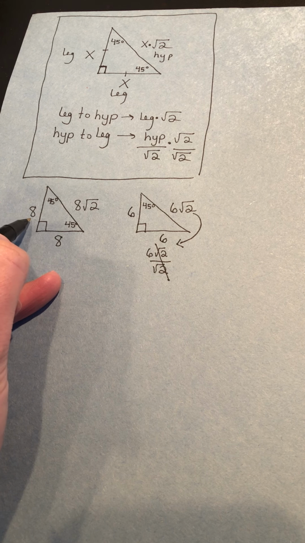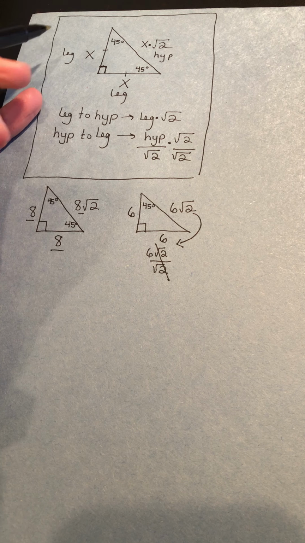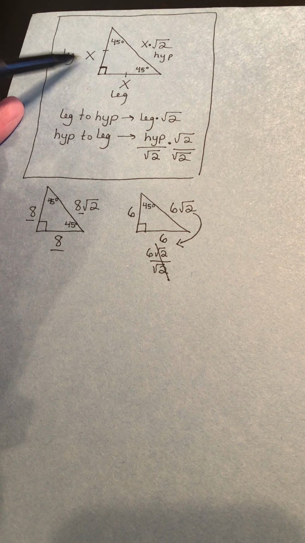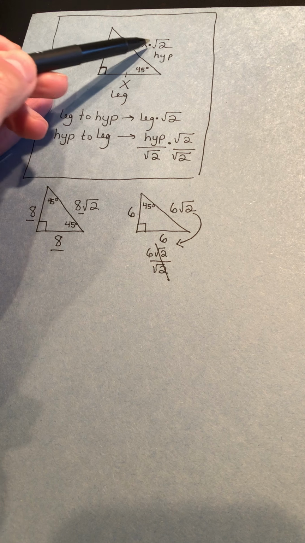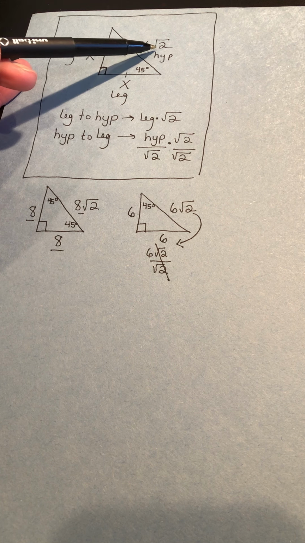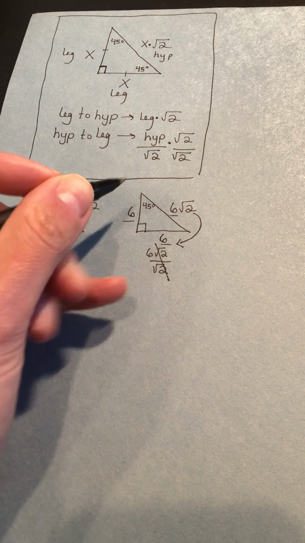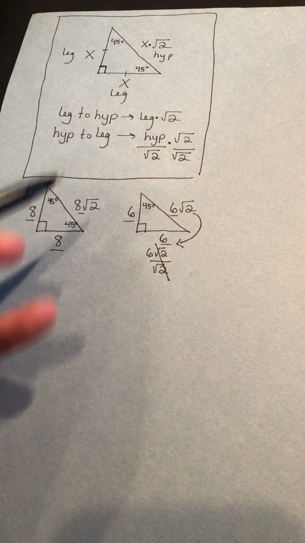Notice again in the first example, 8, 8, 8, all match, all the same numbers, x, x, x, and the hypotenuse has the multiplication by root 2, hypotenuse by root 2. Same thing here, 6, 6, 6, multiply by root 2.